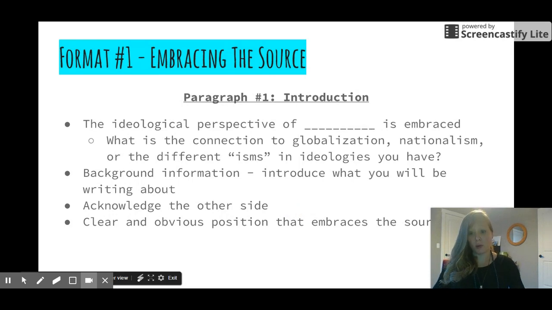So now that we went through how to plan, let's go through some formats. The first one is embracing the source. So here's your introduction. Your first sentence is going to tell me whether you embrace the source. Then you're going to tell me some background information about the source and introduce what you're writing about, acknowledge the other side, and have a clear and obvious position that embraces the source that we talked about.